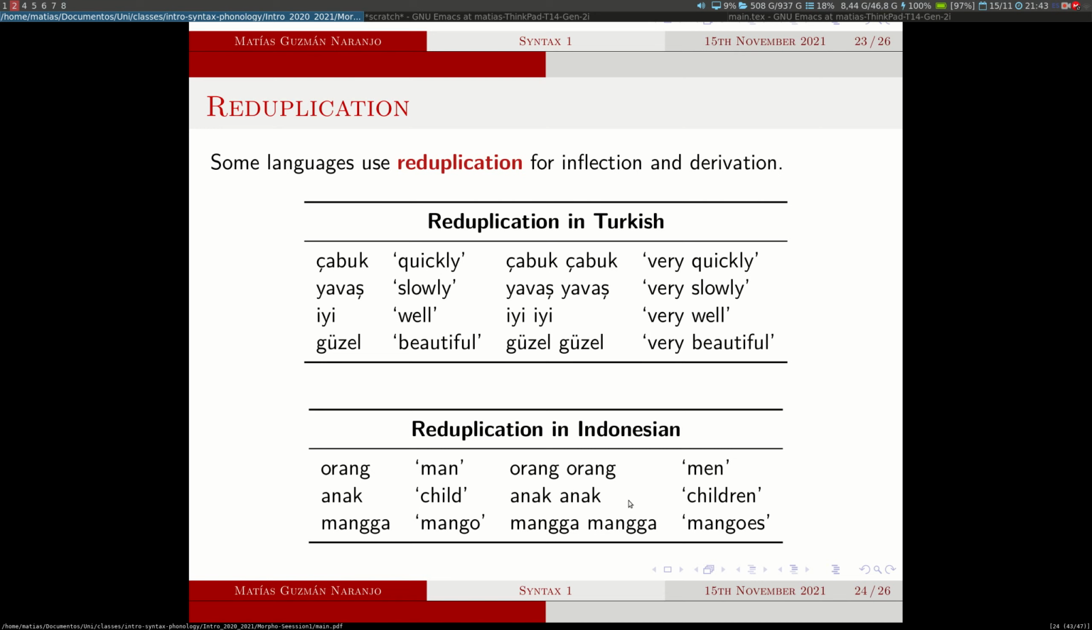It's very complicated. There's all sorts of types of reduplication. Here is just an example. This is complete reduplication. In Turkish, you have adjectives, and to build the superlative, you reduplicate them, so you have them twice. And in Indonesian, you use reduplication to build a plural. So orang is man, orang-orang is men. There are other types of reduplication where you only reduplicate part of the word, so a syllable or a segment.